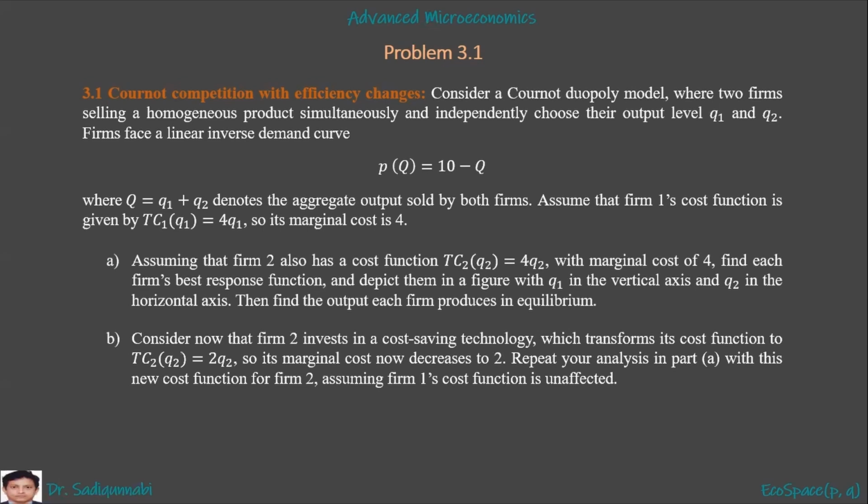B, consider now that firm 2 invests in cost-saving technology, which transforms its cost function to TC2 equals 2Q2. So marginal cost now decreases to 2. That means firm 2 has gained efficiency in production. Our problem is to repeat the analysis in part A with this new cost function for firm 2, assuming firm 1's cost function is unaffected, that means it remains the same. Finally, we have to compare the two results from parts A and B. So let's start our solution.